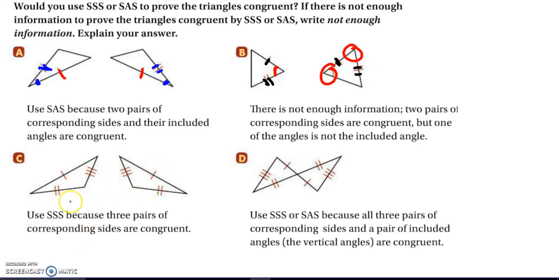Letter C is simple. You have 3 sides that all are congruent to each other. Therefore, you'd use side-side-side. And in this one, you could use side-side-side, or I know these angles are congruent to each other by vertical angles, so I also have side-angle-side working for this one as well.